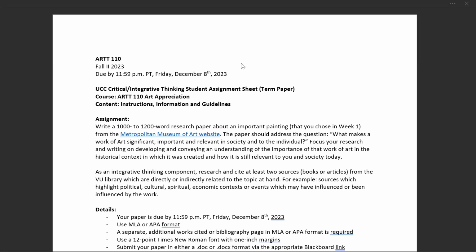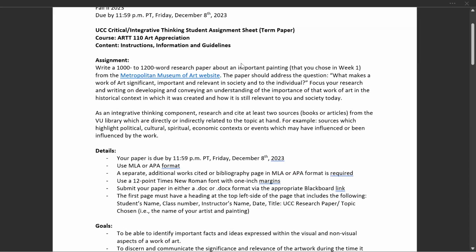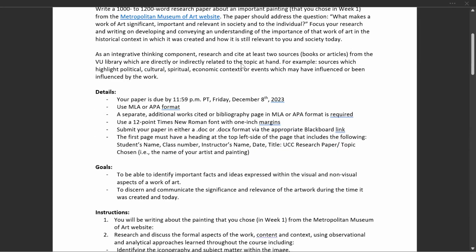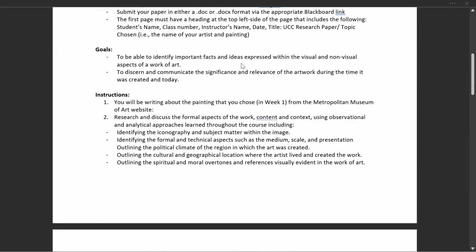So we've got the detail list right below it here. What you have to do. Don't forget you'll need two sources too, two good sources from the Vincennes library. And then the instructions here, the goals and instructions are sort of one and the same thing. But the instructions are basically this list of questions or problems that you need to address. So I would suggest answering these questions, addressing these questions as if someone were giving you a prompt.